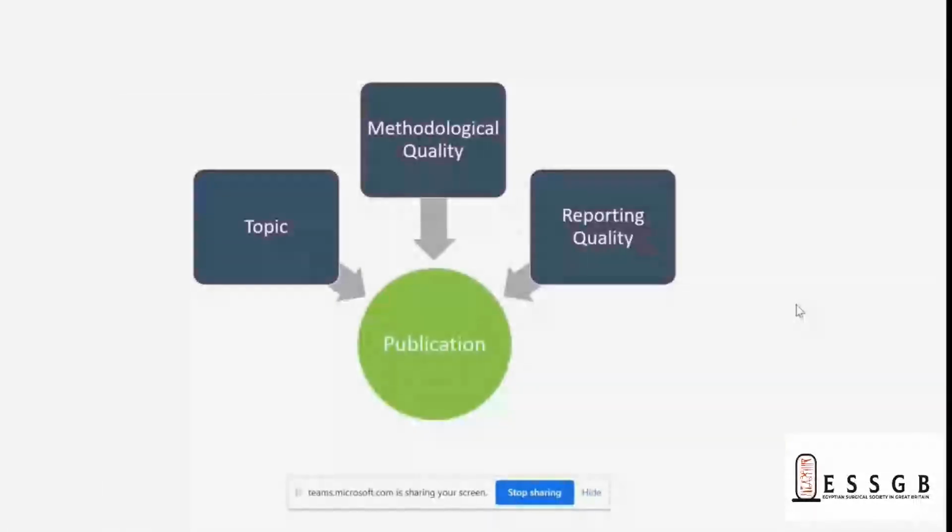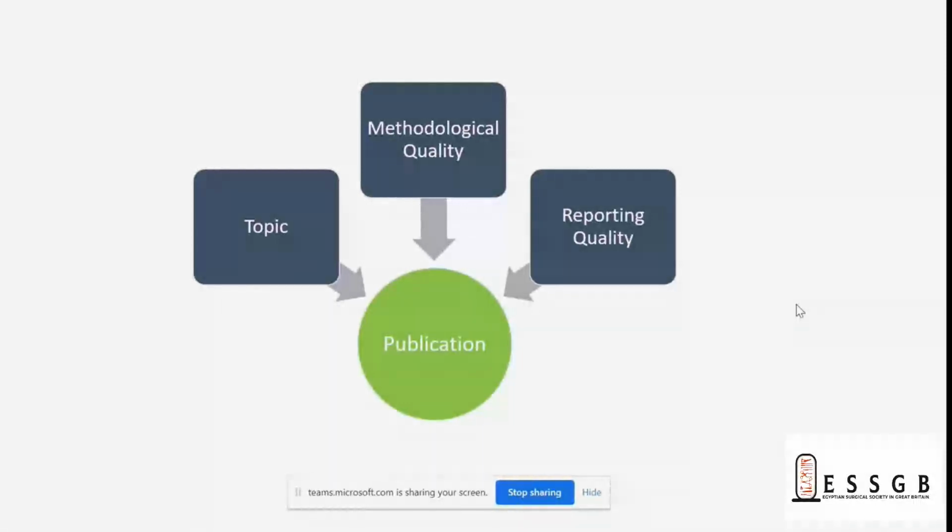Based on my experience, there are 3 factors leading to a good publication: reporting quality, methodological quality, and the topic. All these 3 factors are very important. However, I personally believe the most important one is the topic. Because if you write the best study or meta-analysis with the best methodological and reporting quality on the effect of aspirin in prevention of myocardial infarction, it is not necessarily what the literature needs.